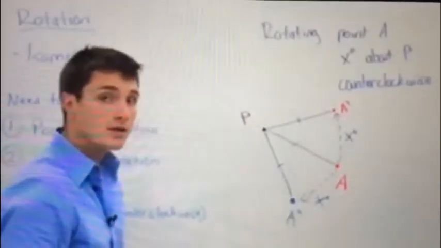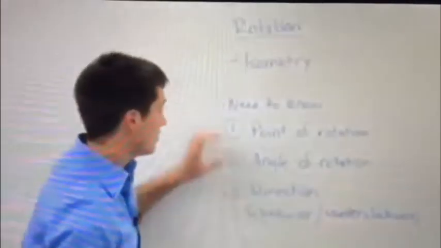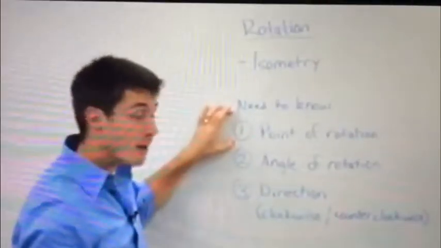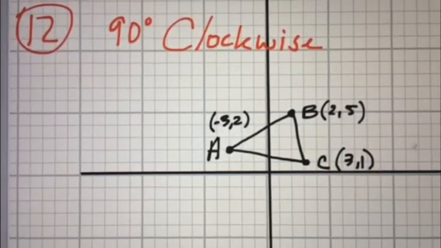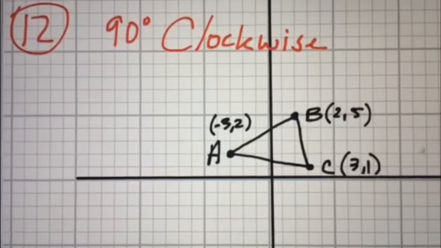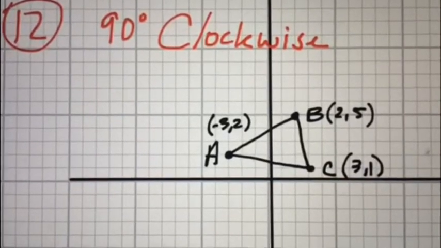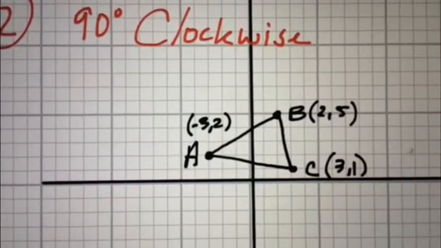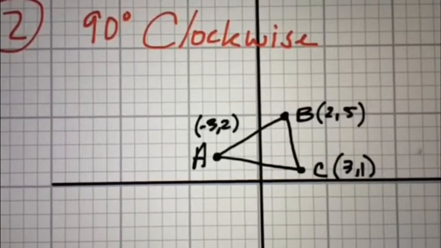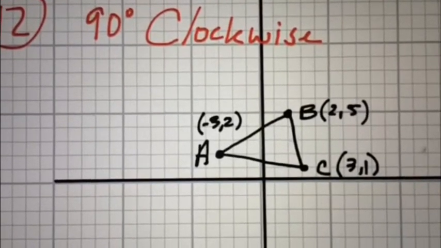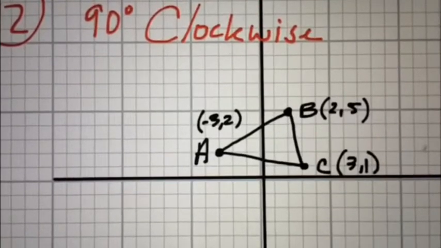So again, the three key things that you need to know when you're performing rotation: the point that you're rotating it about, how much you're rotating, and in what direction. Rotations in geometry mean we're going to have the same shape, same size, but the orientation of the shape is going to change. So it's going to look the exact same, except it's going to look like it's turned or rotated in this case.